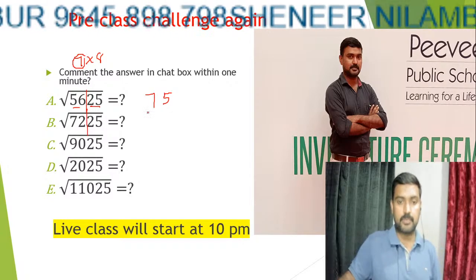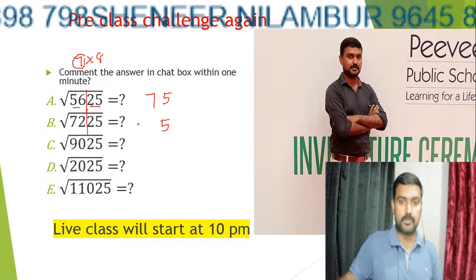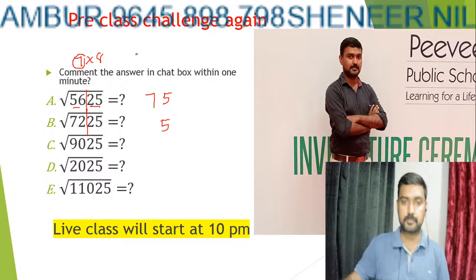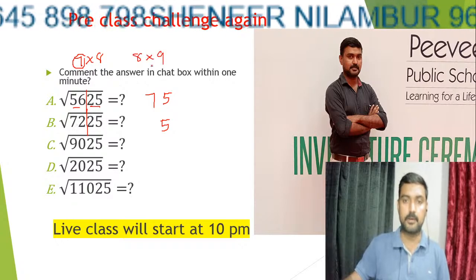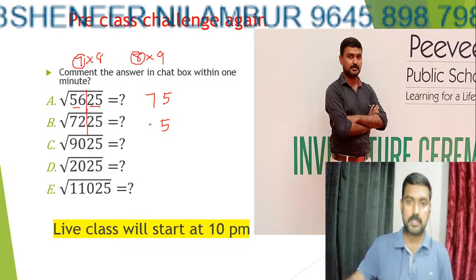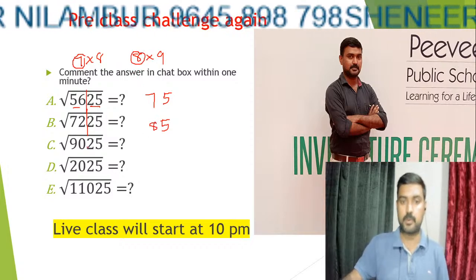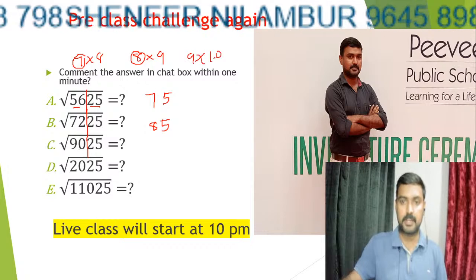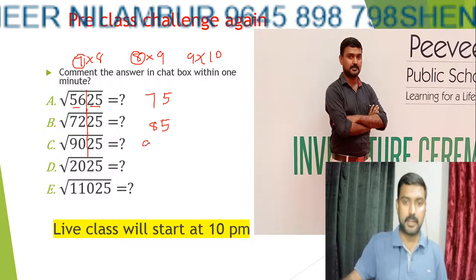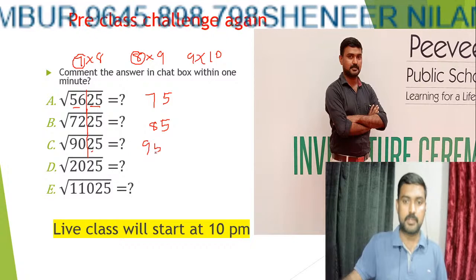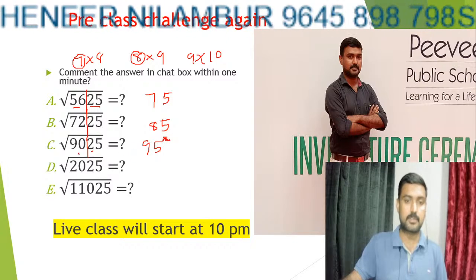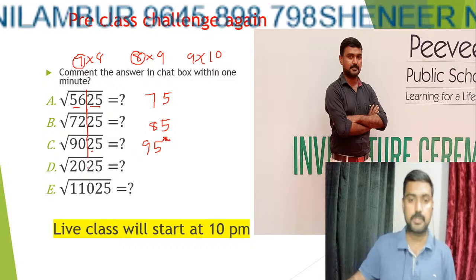Similarly, here 25 means the last digit will be 5. And 72 means we know that 8 into 9. So 8 is the smallest number, so we can write here 85 square. Similarly, here 90 means 9 into 10. So here will be 9 and 25 is the square of 5. So 95 square is that. So 95 is the answer of this square root of 9025.